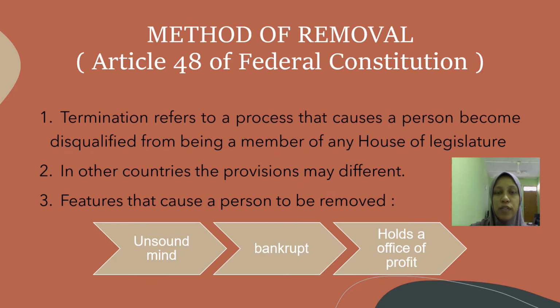Method of removal. In Malaysia, methods of removal are according to Article 48 of the Federal Constitution. Removal refers to a process that causes a person to become disqualified from being a member of any house of legislature. Among the factors that cause a person to be removed are: he is or has been found or declared to be of unsound mind, he is an undischarged bankrupt, and he holds an office of profit. In other countries, the provisions may be different.